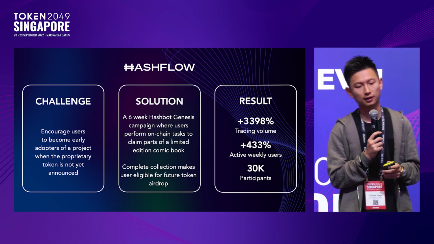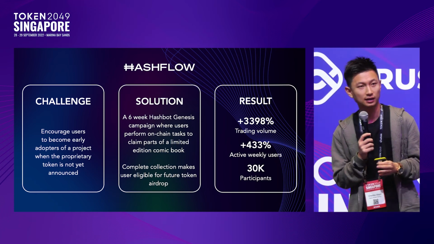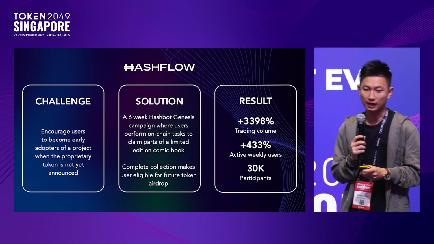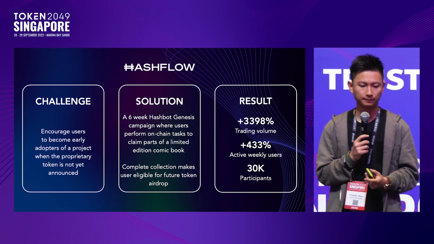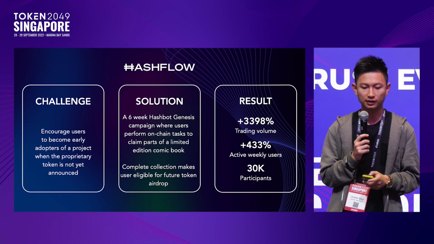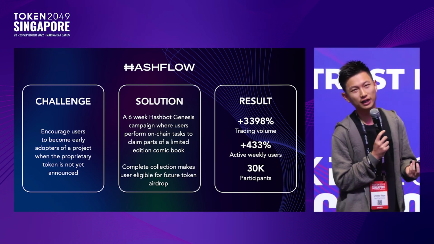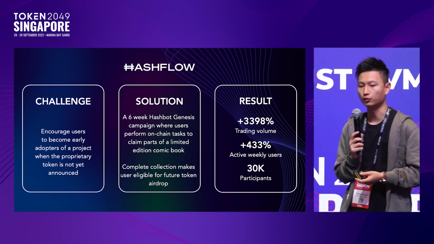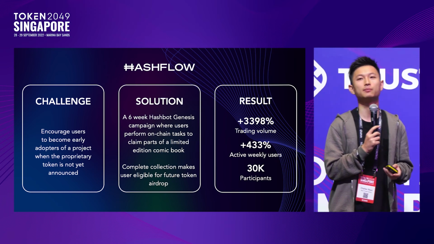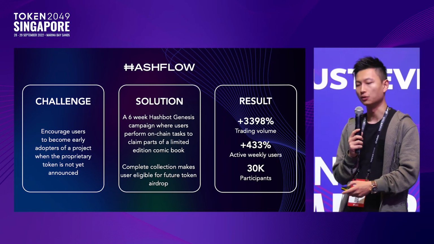We've seen, I think, their monthly trading volume jump from $30 million a month to $2 billion. So the result, like I say, a 98% increase in terms of trading volume, and four times more active weekly users. And in total we saw 30K participants. So Hashflow is one of the cases for DEX growth.